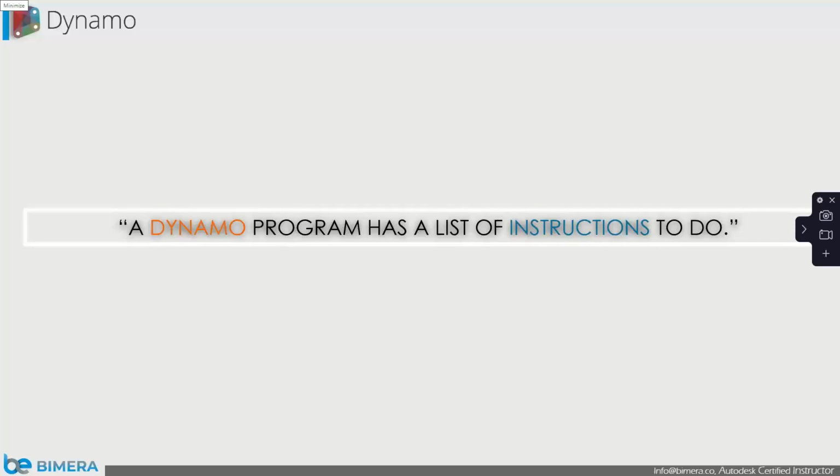For example, if we are communicating together, how? In English, the language. So what is the language between Dynamo and Revit? It is called visual programming, guys. There are three languages.